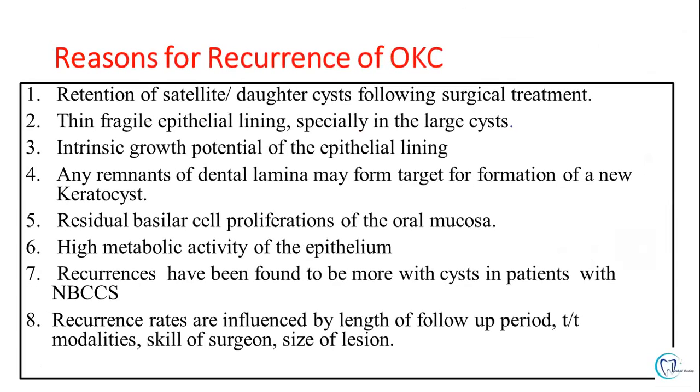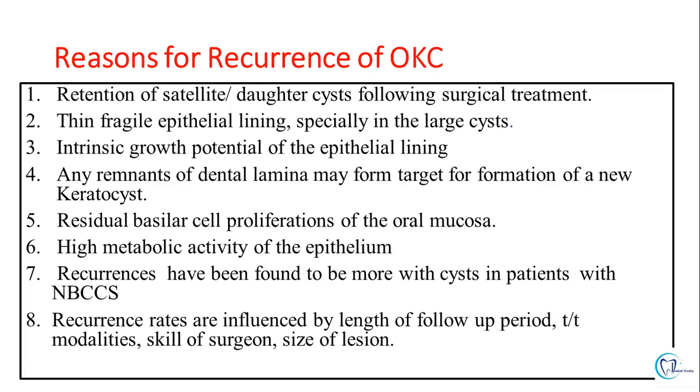Now, there are certain reasons which have been documented for the recurrence of OKCs. The first is the retention of the satellite or daughter cyst after the treatment. Second, the thin fragile epithelial lining in cases of large cysts. Third is the intrinsic growth potential of the epithelial lining, because the cyst has high growth potential. Fourth, any remnant of dental lamina may act as a target for the formation of a new keratocyst. Fifth is the basilar cell proliferation of the oral mucosa, which may lead to the recurrence of OKCs.